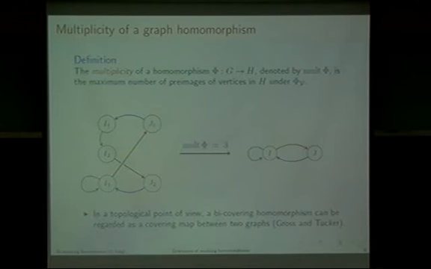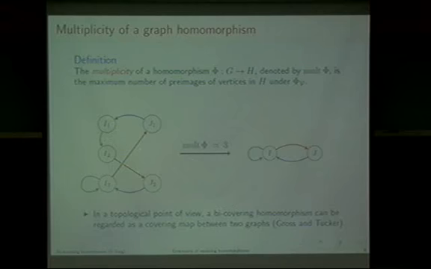We define some terminology. Suppose that a homomorphism from G to H is given. Then the multiplicity of a homomorphism, denoted by multiplicity of phi, is defined by the maximal number of pre-images of vertices in H under the vertex mapping phi_V. So consider this example.